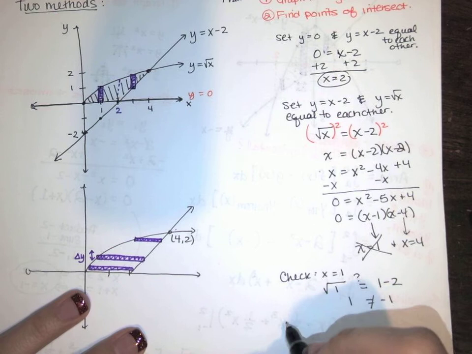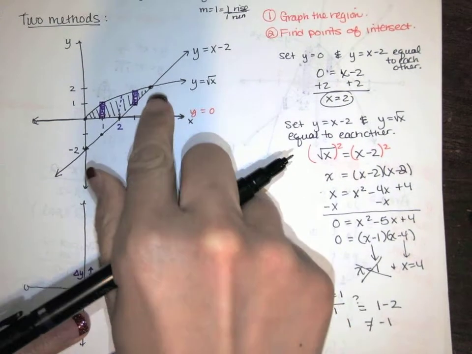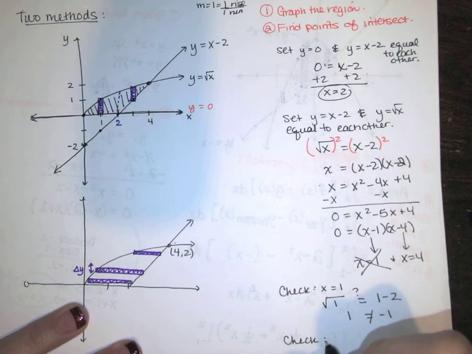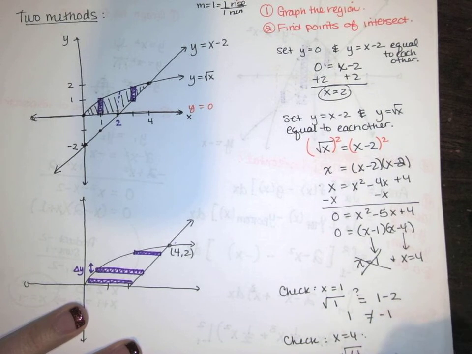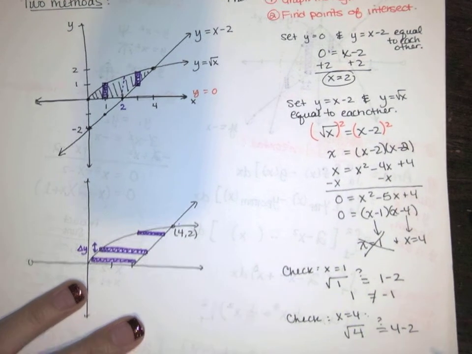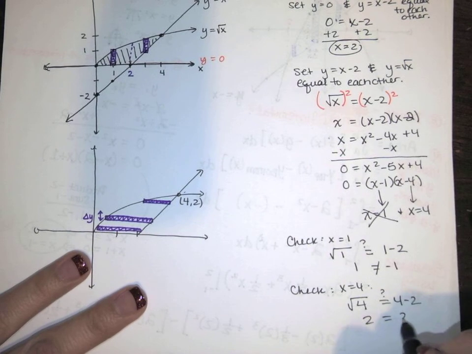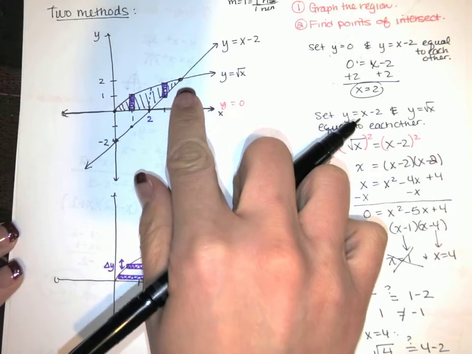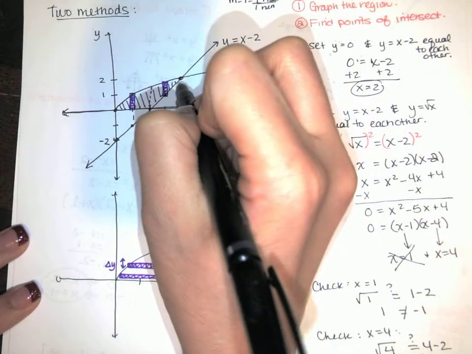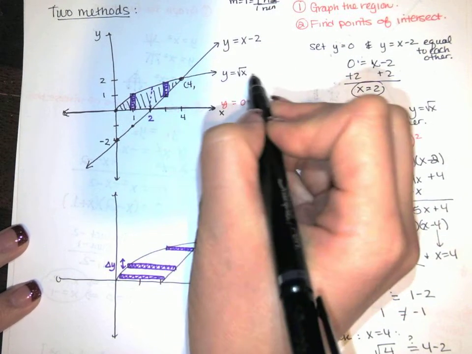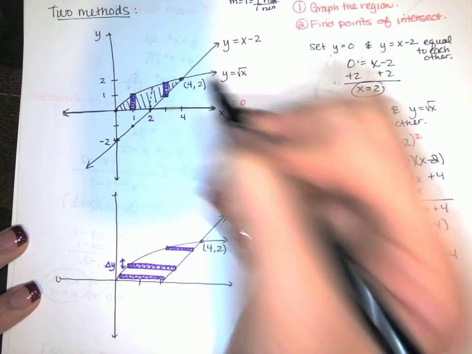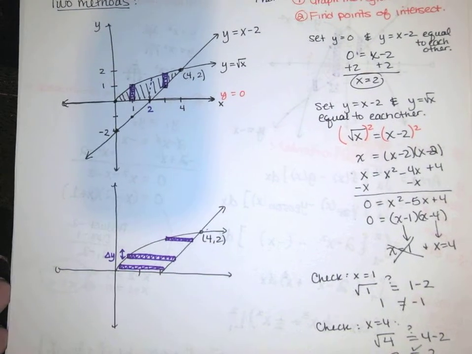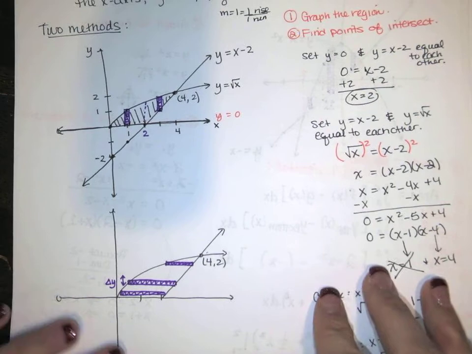And x equals 4, let's make sure that one works. Actually, I think we can tell that it works, but let's say we didn't know that. Got the square root of 4 on the left-hand side and 4 minus 2 on the right. Are those equal? Is 2 equal to 2? Yeah, so x equals 4 is the x value of the point of intersection, and if we want the y that goes with it, you just take the square root of 4 and you get 2. Okay, so we found the points of intersection.